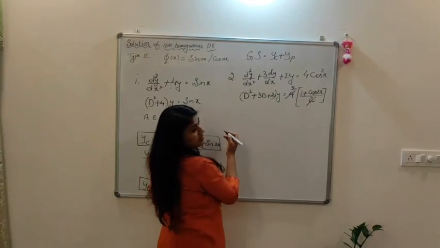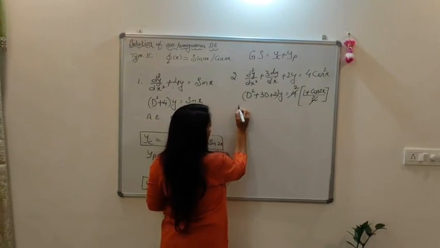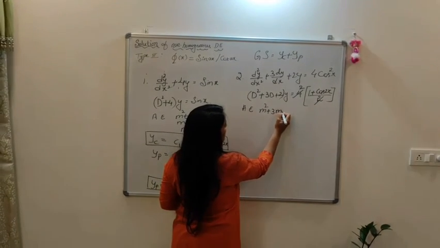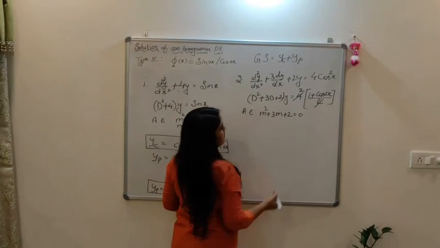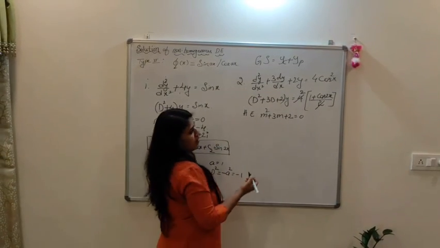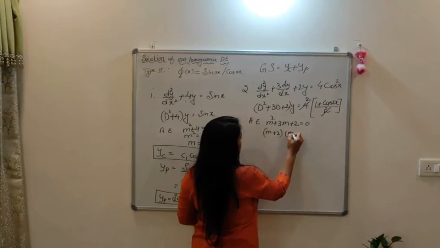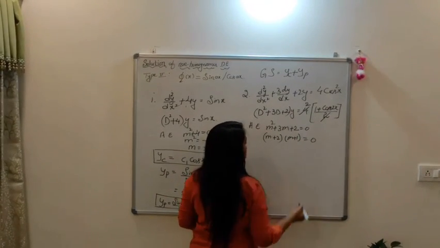Now I will do the yc complementary function part. So the auxiliary equation is m square plus 3m plus 2 equal to 0. So you will get the answer. By factorization it is of the form m plus 2 into m plus 1 equal to 0.